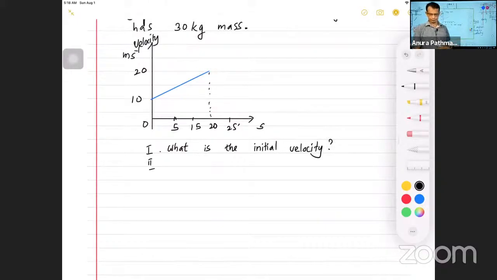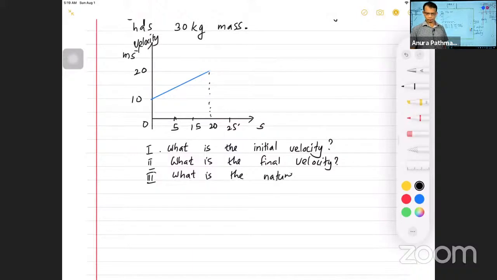Second one, what is the final velocity? Third one, what is the nature of the motion between 0 second to 20 second?